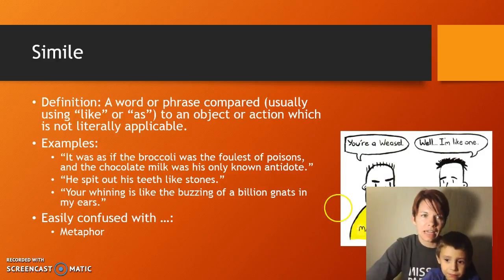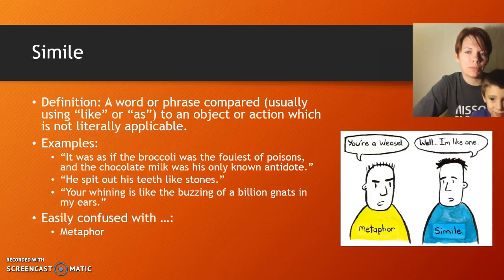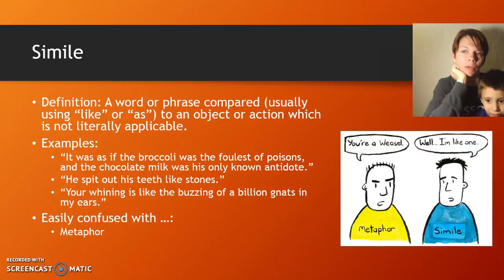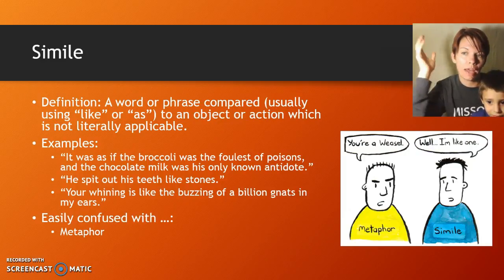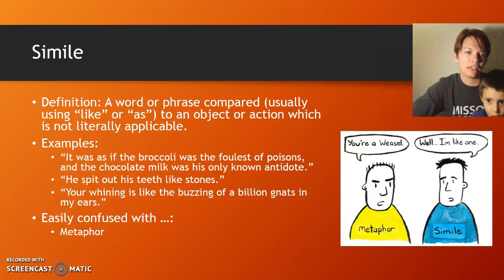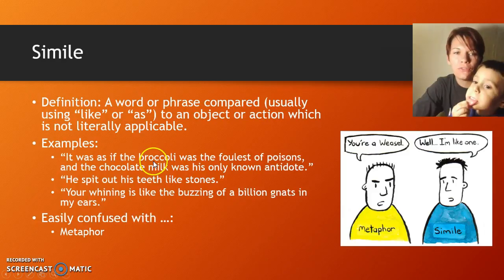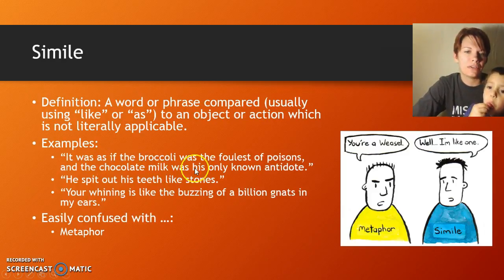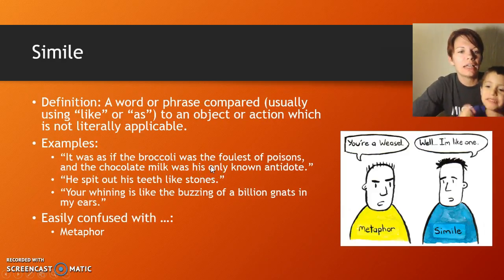What's that? That's simile. We're going to talk about simile now, okay? So simile is a word or phrase compared to an object or action which is not literally applicable, but this time you're going to be using like or as, so it's not direct. You tell the reader that it's like this thing. So it was as if the broccoli was the foulest of poisons and the chocolate milk was his only known antidote.